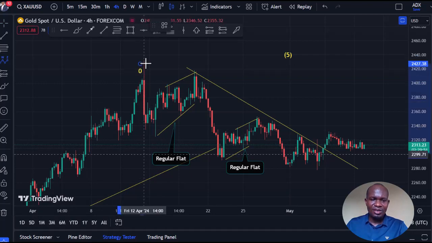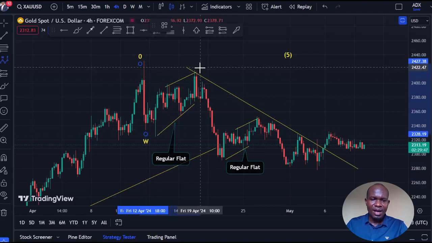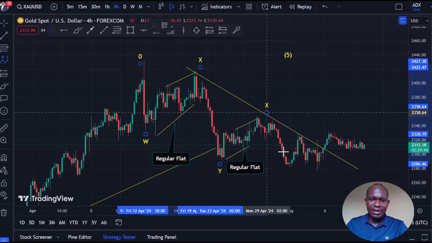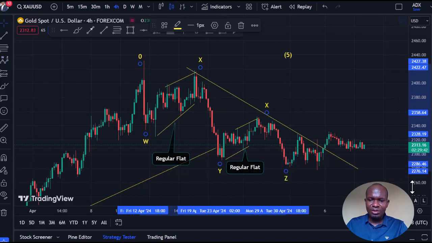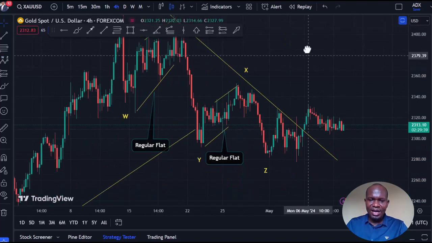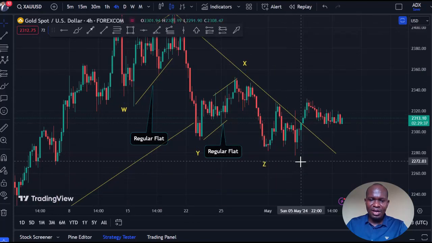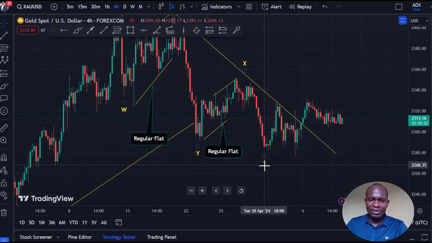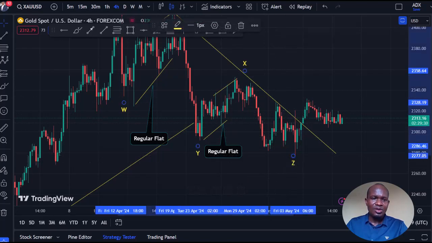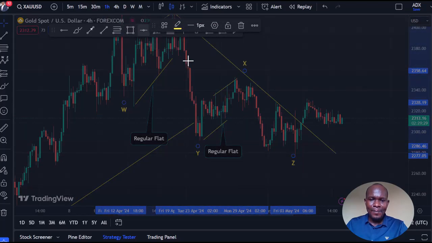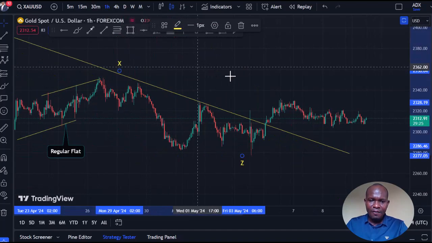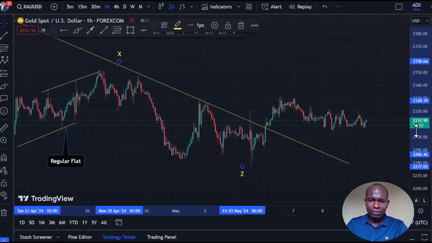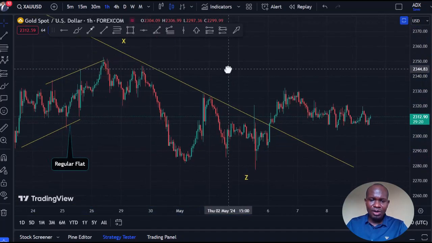So we have here W, X, Y, X, Z. All right, so this Z form can be here or can be here, because you have impulse, correction, impulse, and this has actually broken this. So let's drop it here. If you go to the 1 hour chart, from the 1 hour chart, we can see more beautiful regular flats.